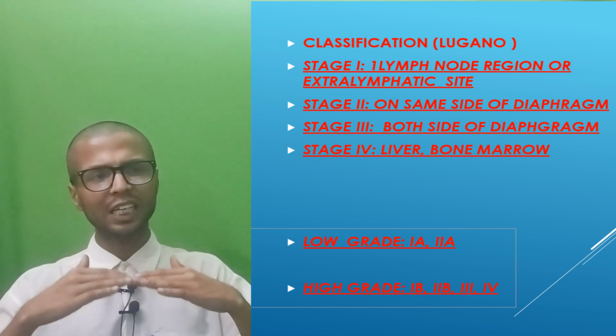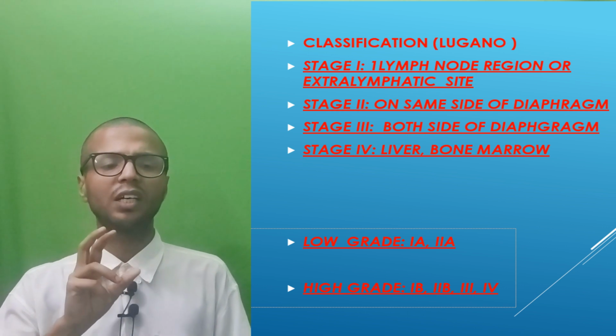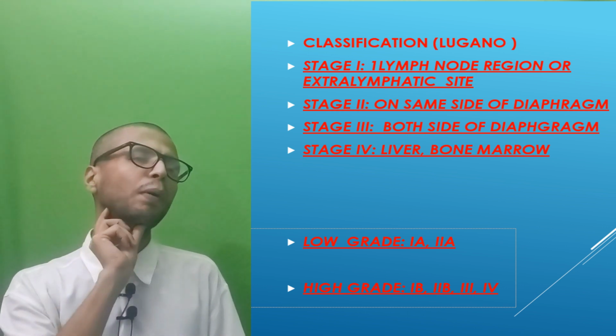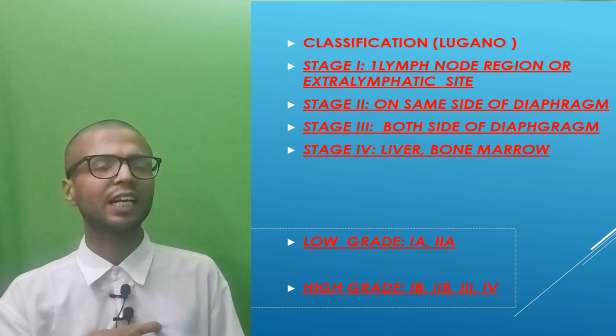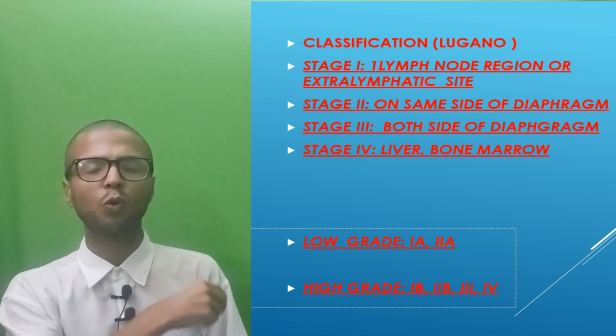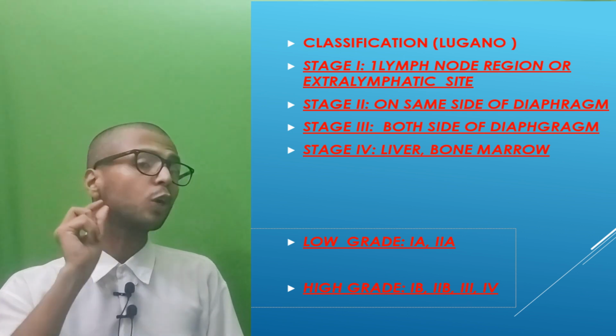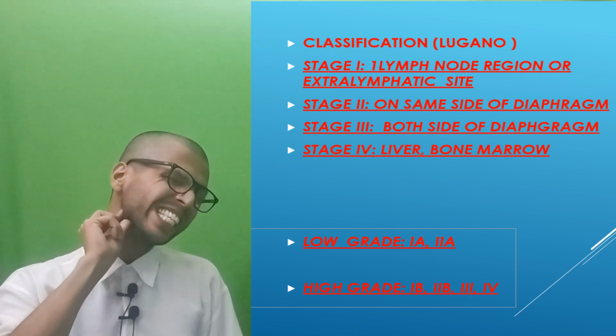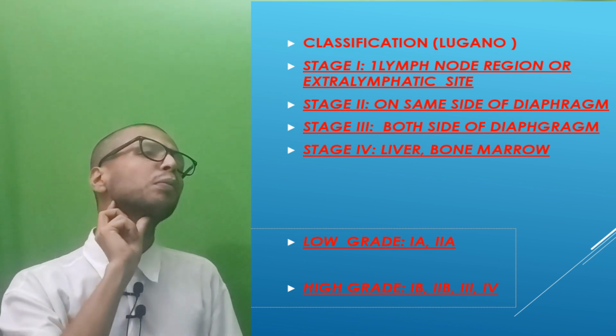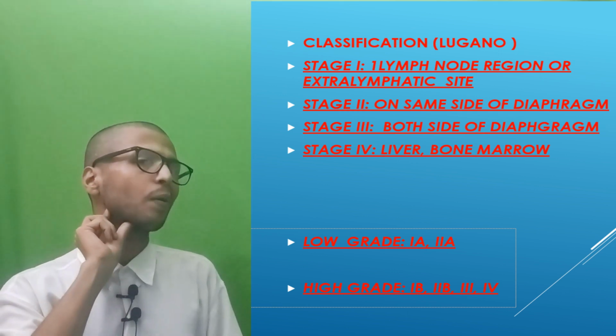So basically stage 1 is if there is lymph node involvement in one region, like cervical lymph node region or mediastinal lymph node region or axillary lymph node region. Not one lymph node, one lymph node region. Okay, there can be 5 lymph nodes, but it is the cervical lymph node region.